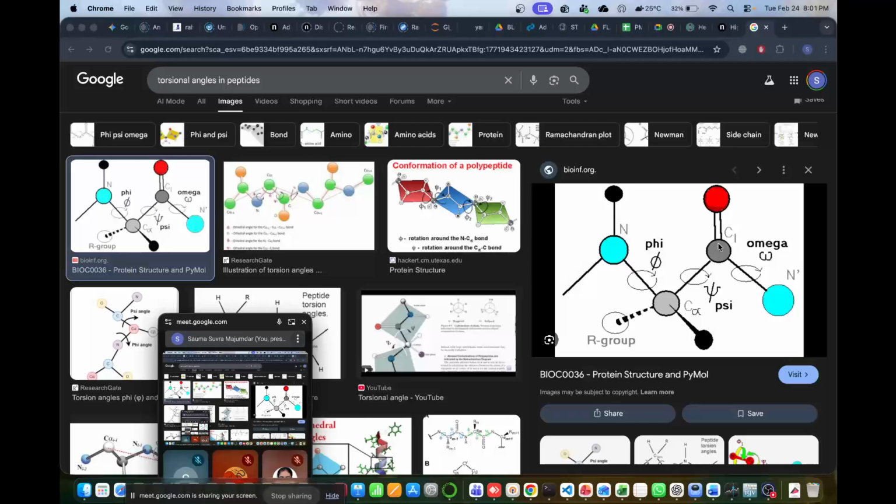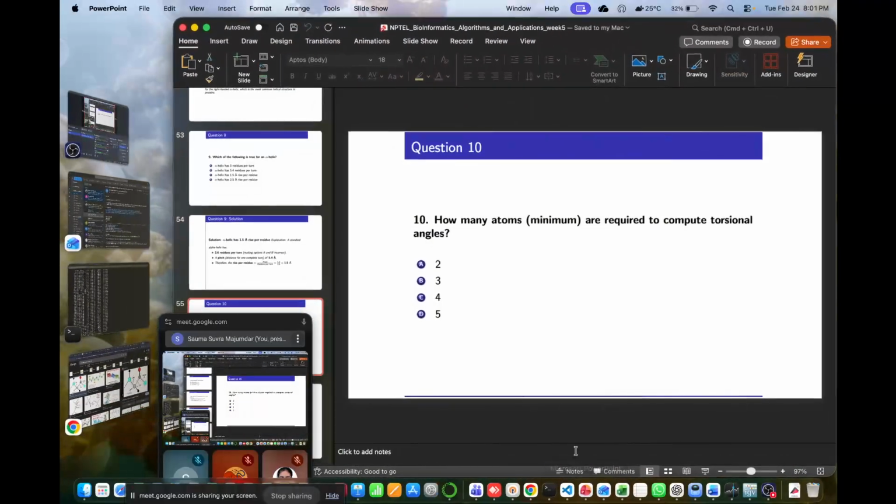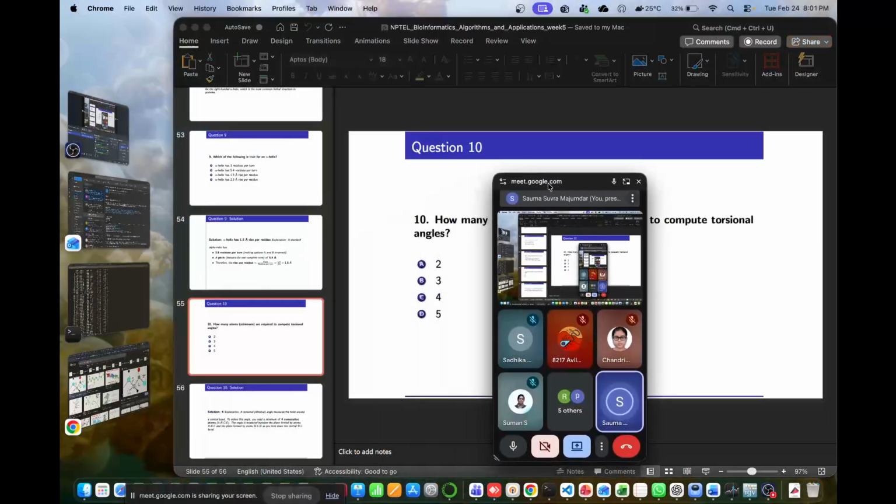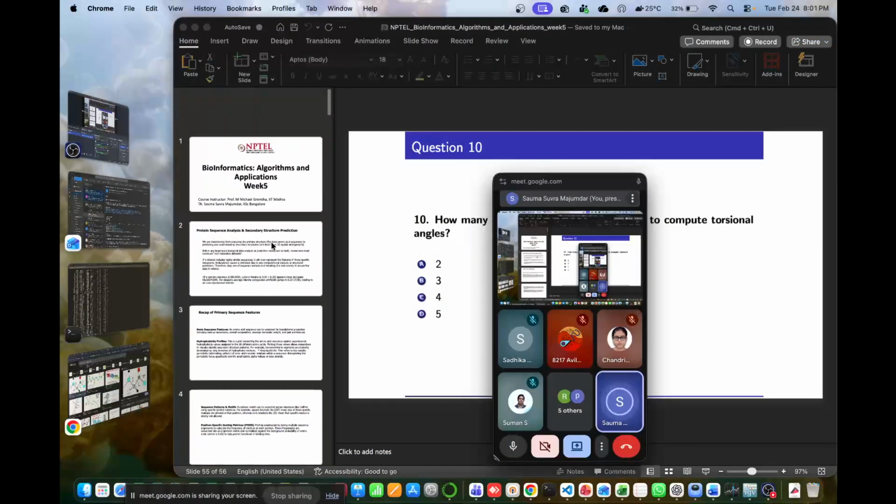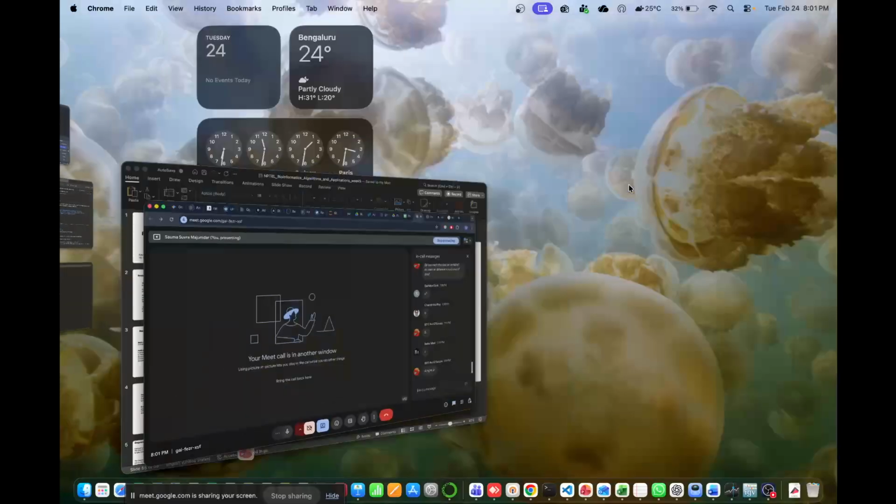Technically we say the N terminal, the alpha carbon and the carbonyl carbon, but the carbonyl carbon is composed of two atoms, the carbon and the double bonded oxygen. So technically it is four atoms required. Okay, that's all from my side. If you have any questions.